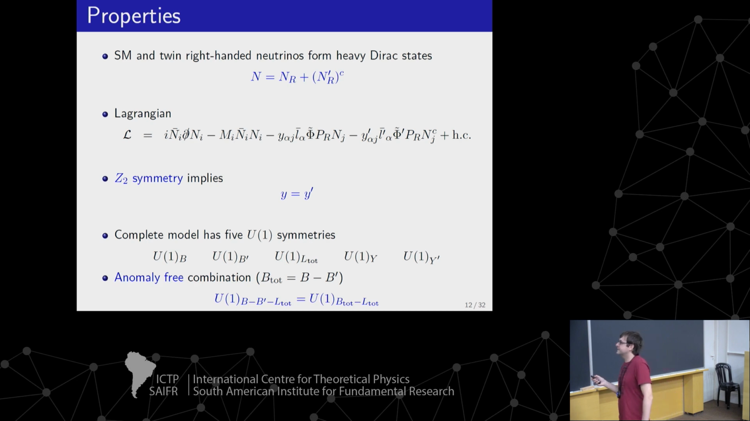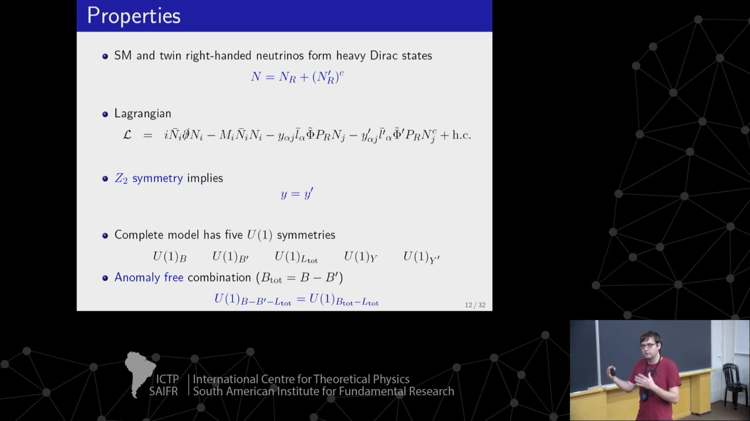The Z2 symmetry is a symmetry where you replace each particle in your world with the mirror particle. If you replace this with the mirror counterpart, then the Z2 symmetry implies that Y has to be equal to Y prime. For example, in the twin Higgs models, they require Y top equal to Y top prime, as a mechanism to solve the hierarchy problem. But in general, some studies show that for other quarks you must have different Yukawas, so you have to break this Z2 symmetry a bit.